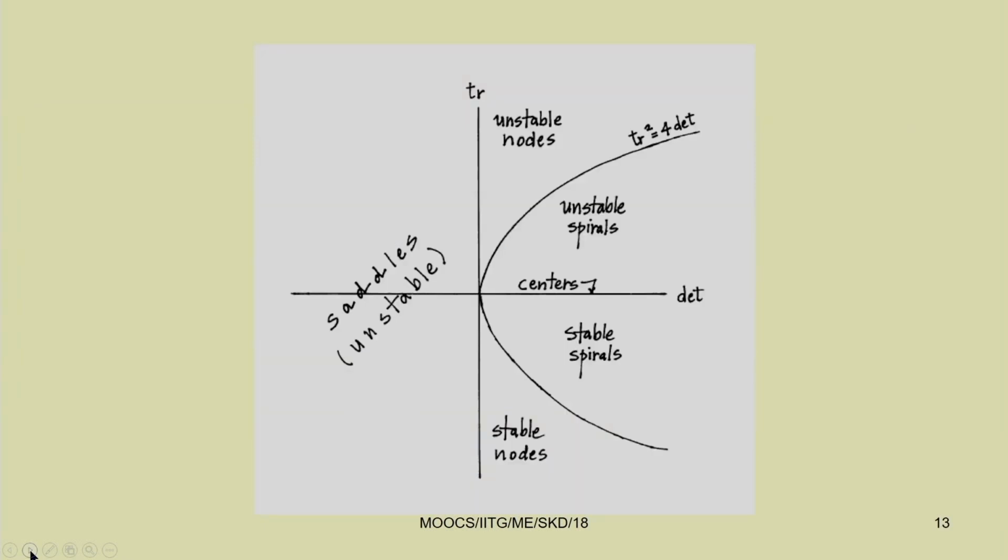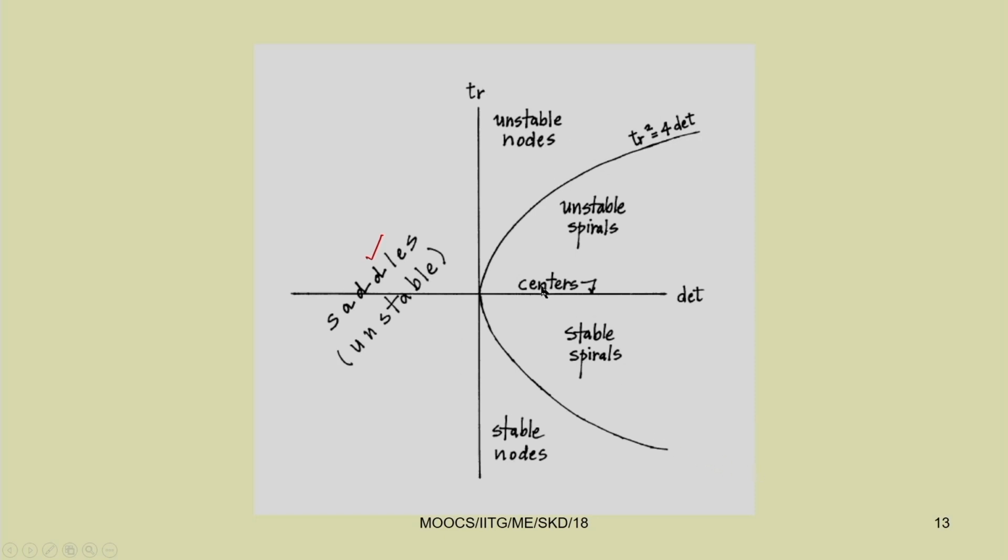So, from the trace and determinant also we can get the same thing. So, we know the saddle point. The saddle point will be here, and if you plot the determinant versus trace, we can see this trace square equal to 4 into determinant. So, this curve we can plot.